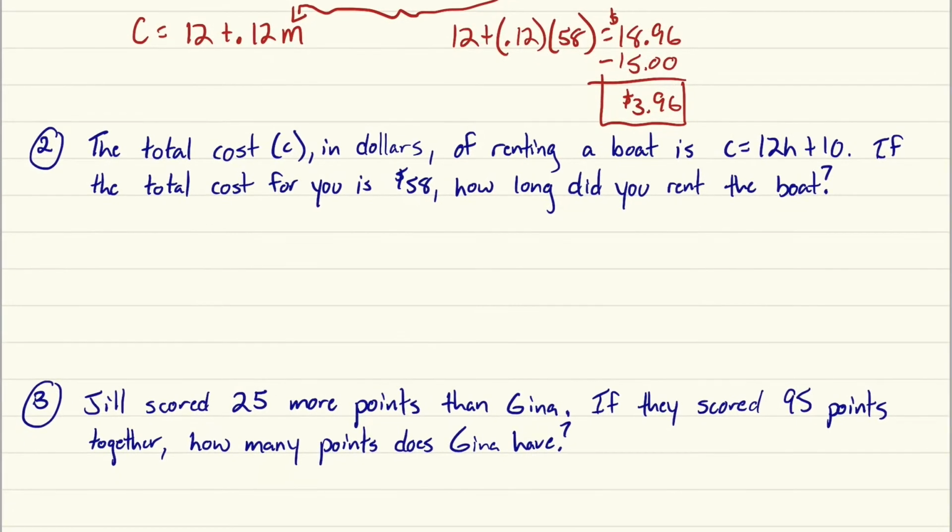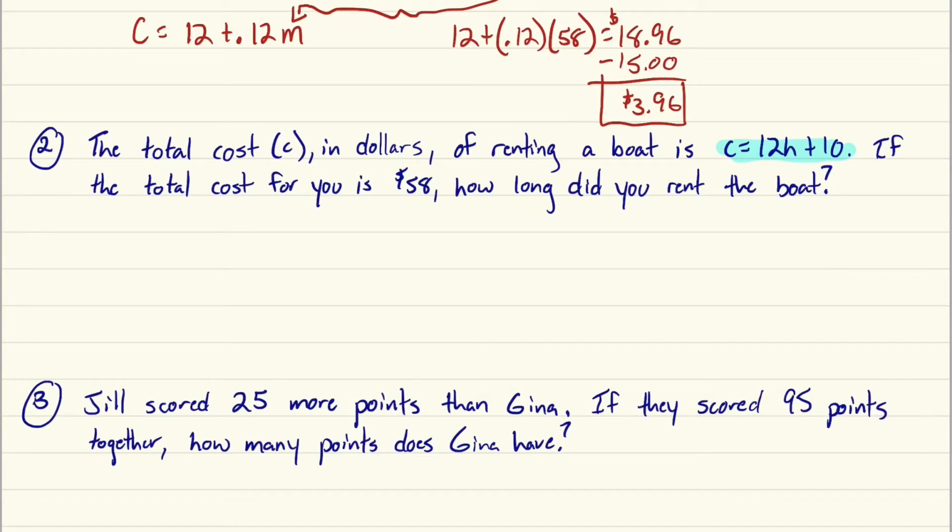Number 2, it says the total cost, C, in dollars of renting a boat is C equals 12H plus 10. That's really nice. They gave us the equation here. C equals 12H plus 10. If the total cost for you is $58, how long did you rent the boat?